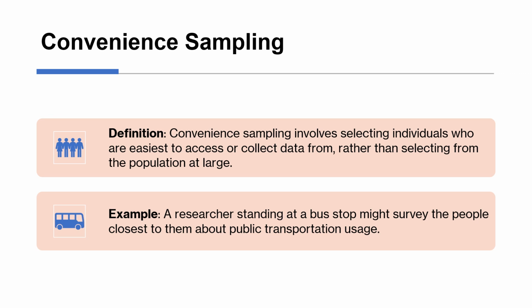Now, that might be the quickest way to do it. Although, who's to say that surveying the first 100 people you see, or the first 100 people that are willing to fill out your survey when you approach them on that street, is going to represent the population as a whole? It probably won't.